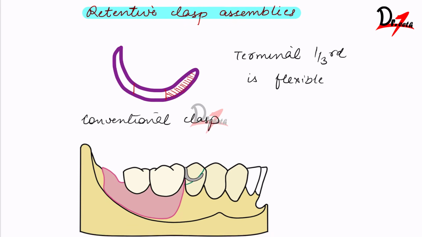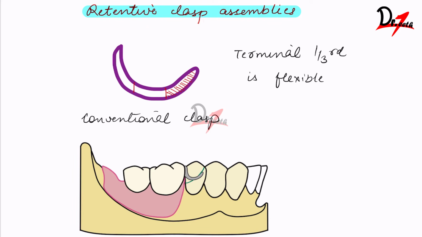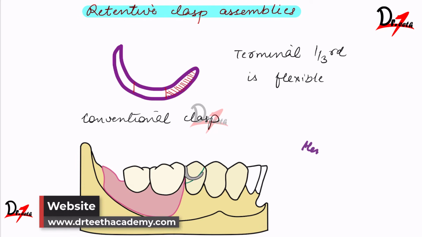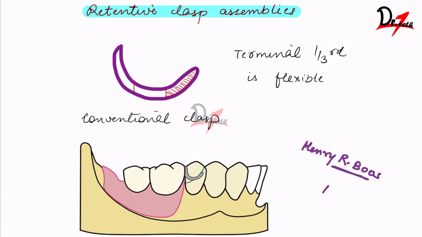So first we will talk about the retentive clasp assembly. This is just about the different types of clasp that you might have heard about or seen, but we will see that. One thing I forgot to mention is that the extracoronal attachment was introduced by Henry R. Boos, or Bose, I'm sorry, in 1900. I thought I should mention it because I've mentioned the previous one, the intracoronal one.